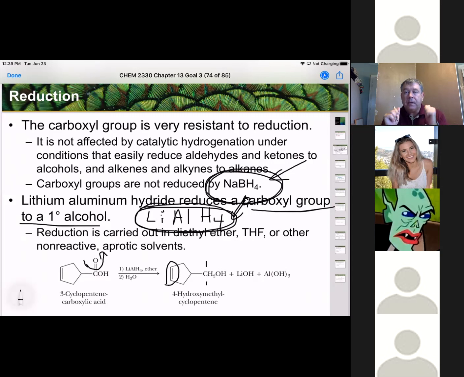Okay, so that takes us right up to about 12:40. I'm going to go ahead and break here, and we're going to come back and finish up chapter 13, goal 3. We might get into chapter 14, which is carboxylic acid derivatives, as well. So I'm going to go ahead and stop recording. Let me stop sharing first, and then I'm going to stop recording.